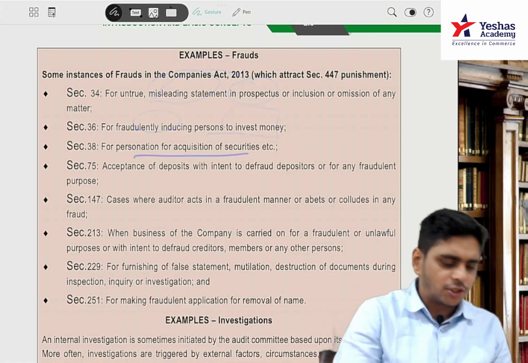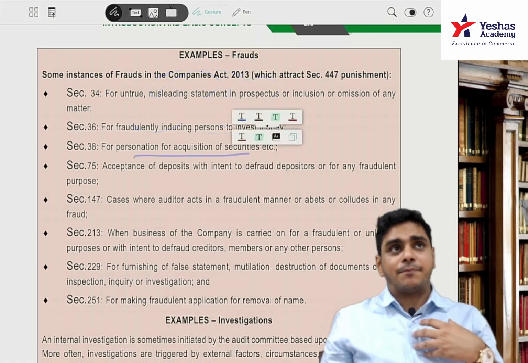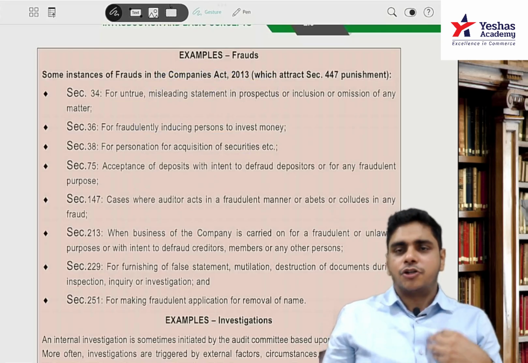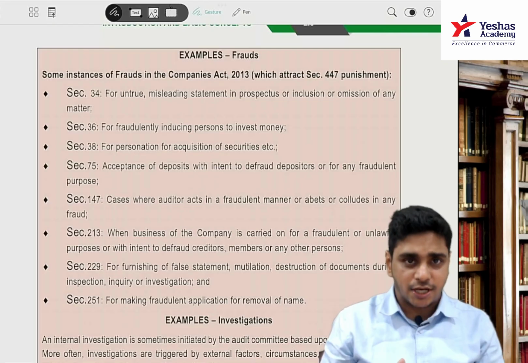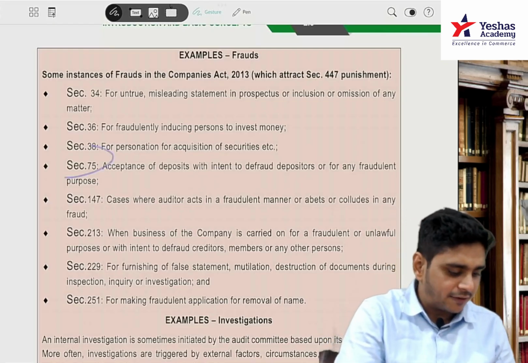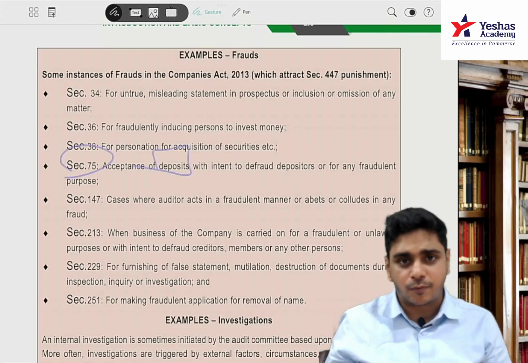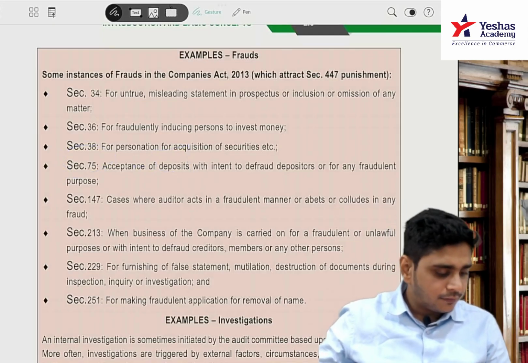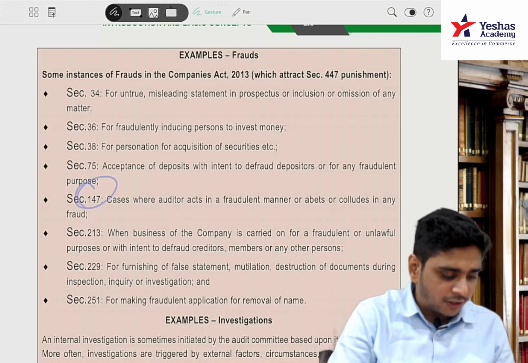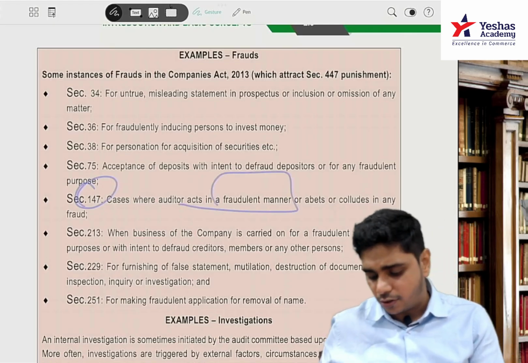Then for personation, for acquisition of securities. For example, if you remember, Sheikh Mohammed Abdul Ul Fakir Amir Jack Khan Sahab, we created a fake identity to buy more shares. Then section 75, deposit chapter, acceptance of deposit with the intent to defraud the creditors. Then section 147, where auditors acted in fraudulent manner. This was in the auditors chapter.